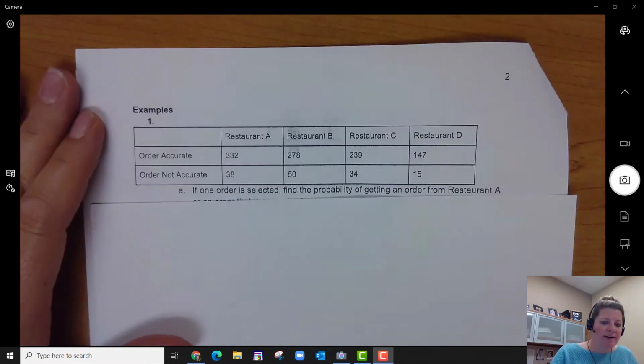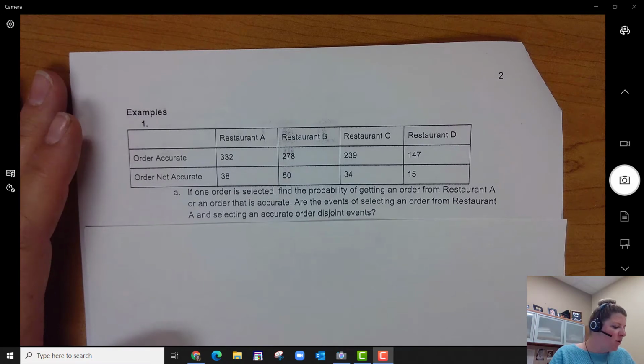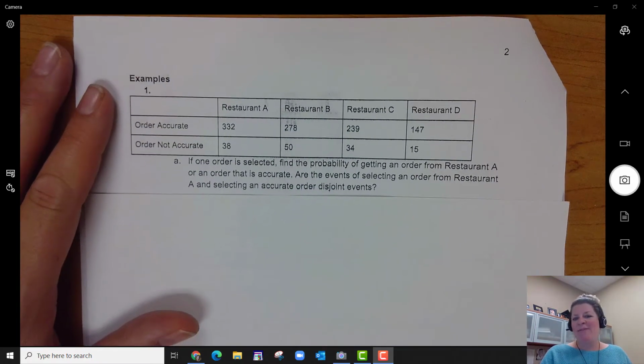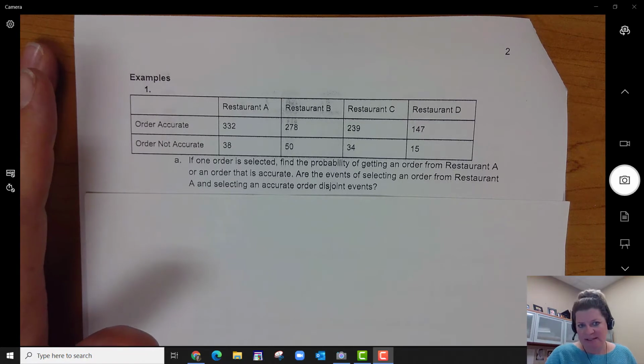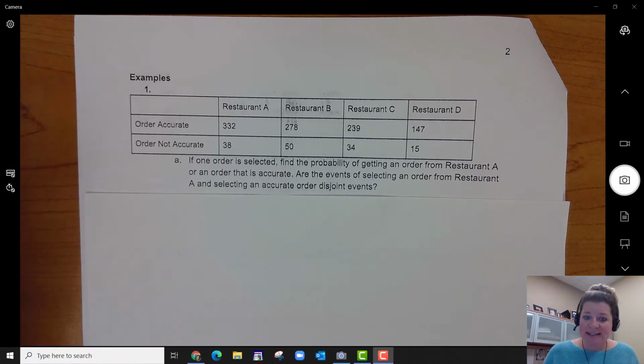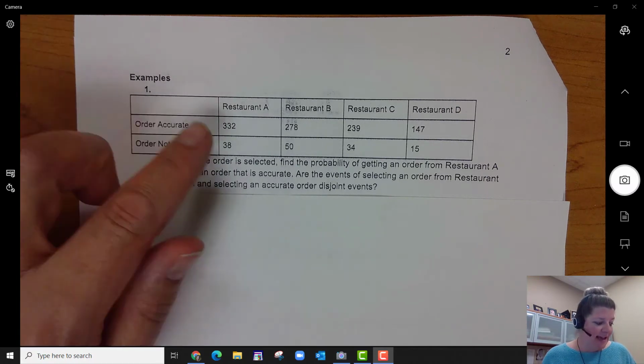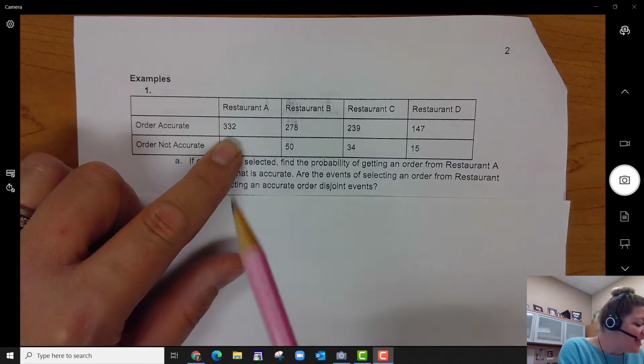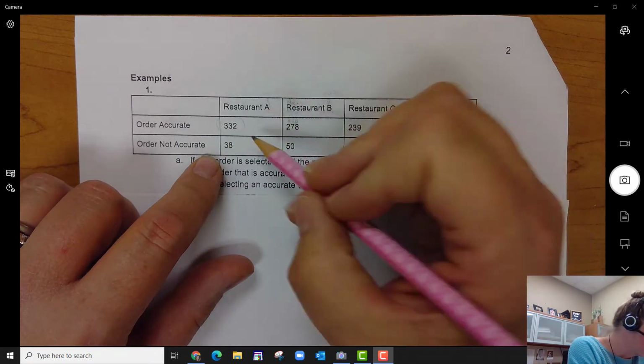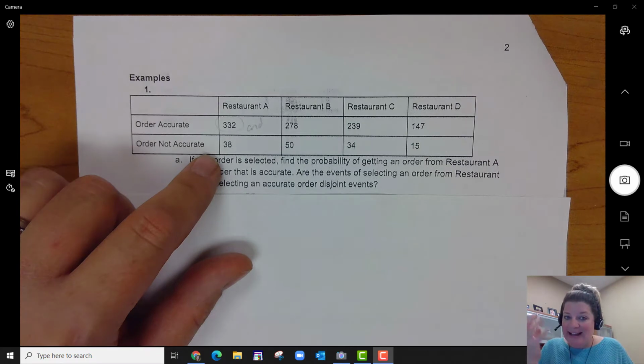So we have a little chart here. I totally stole this chart from your homework, and you have 4 or 5 questions that use a similar chart. If an order is selected, find the probability of getting an order from restaurant A or that is accurate. So this one or this one. Are these events of selecting these two things disjoint or not? Do you have anything in common between restaurant A and accurate? Yeah, you have 332. So the and is right here. That's our in common.